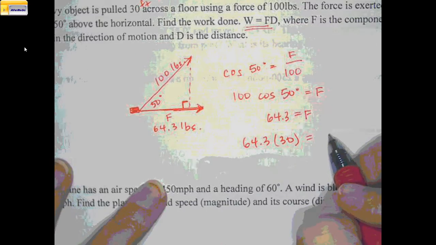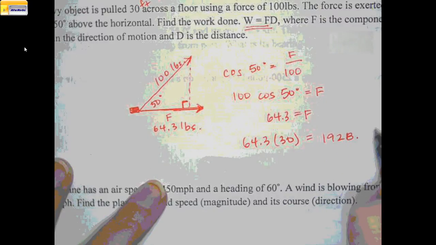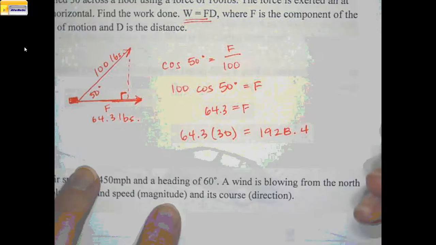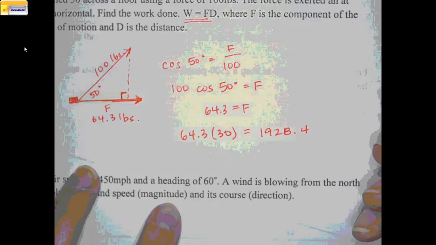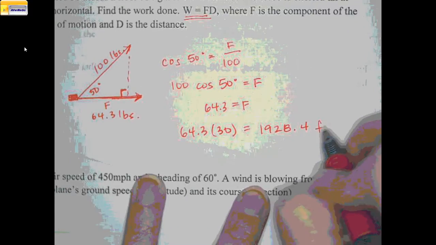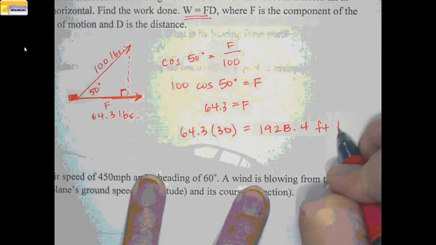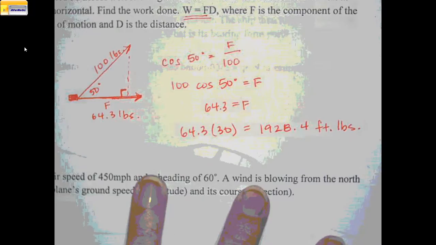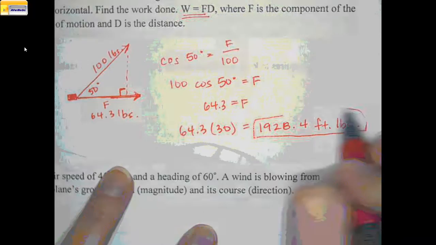Calculators, what's it say? 1928.4. Do you know what the label on that is? Any of you physics people? Foot-pounds. Foot-pounds, yeah. And it is not feet per pound. These are foot-pounds. And that's a thing. All right, let's move on.